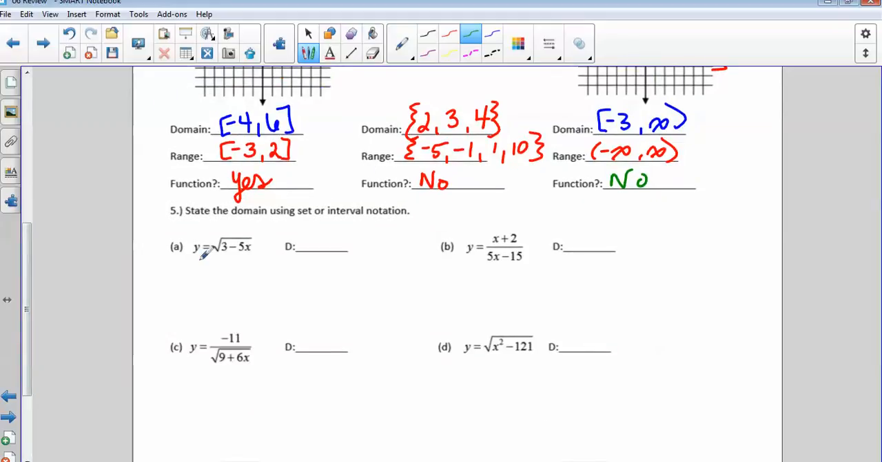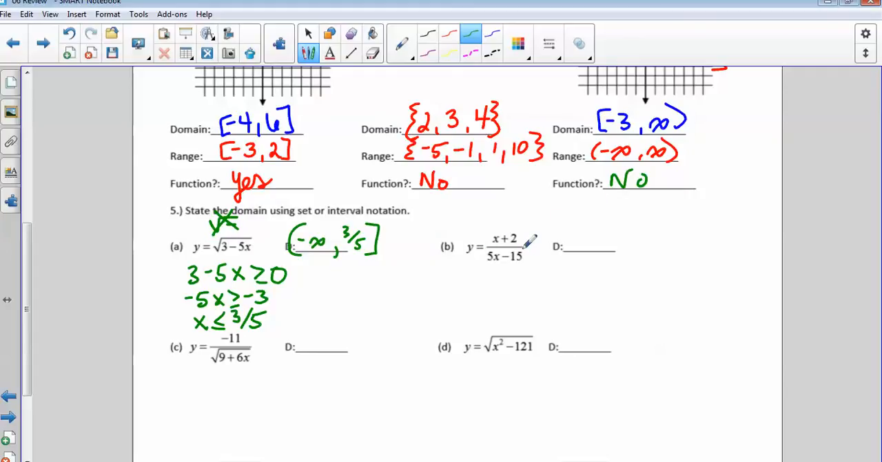Okay, deciding the domain of a square root function. Remember, you cannot take the square root of a negative number. So you need to say that whatever's underneath the square root has to be greater than or equal to 0, and that's how we know it's not negative. Then you solve that by subtracting the 3, and then dividing by negative 5. When you divide by a negative on both sides, you have to flip your inequality. So now I have x is less than or equal to 3/5. So I want to include the 3/5 with a square bracket, and I want to go less than that number all the way to negative infinity.